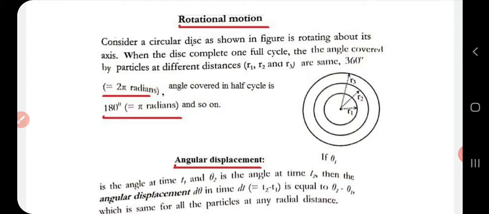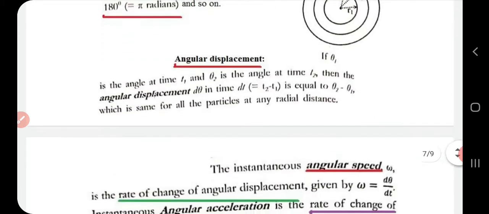When the disc completes one full cycle, the angle covered by the particles at different distances, say r1, r2 and r3, will be the same, that is 360 degrees, 2 pi radians, and the angle covered in half a cycle will be just half of 360, that is 180 degrees or pi radians. This is just an example to illustrate the concept of rotational motion. Okay, what you have to study is the following definitions.